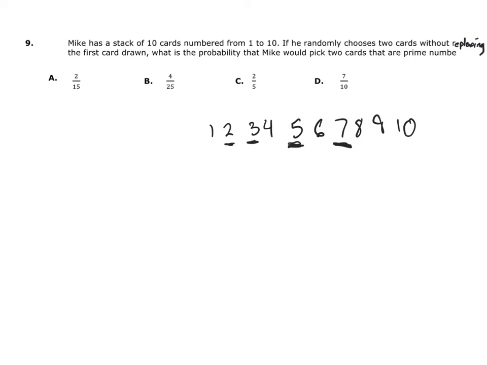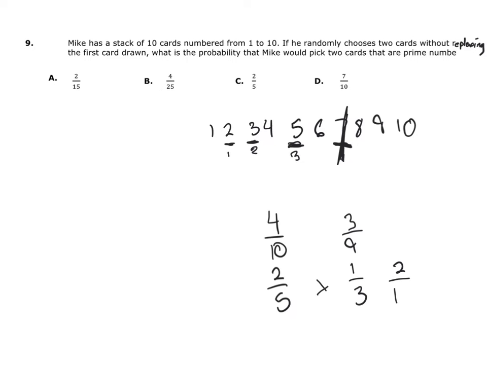So the probability of him drawing a prime number to start off would be 1, 2, 3, 4 out of 10, which we can reduce down to 2/5. Okay, we took 1 away, so let's say we take the 7 away. Now we have 3 prime numbers out of 9 numbers left. We can reduce 3 over 9 to 1/3. Then we can multiply to get 2/15, which is A.